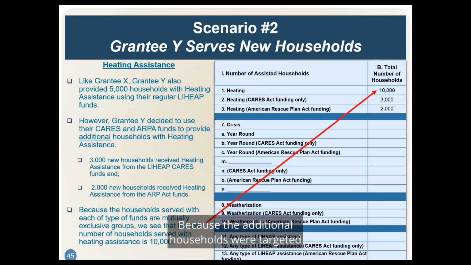Because additional households were targeted with those types of assistance, we know 5,000 received assistance first from regular funds, then another 3,000 from CARES, then another 2,000 from heating. 5,000 plus 3,000 plus 2,000 equals 10,000 households that received heating assistance. So we're putting 10,000 in line 1. So this is different than that last scenario because different households were served with each type of funding.